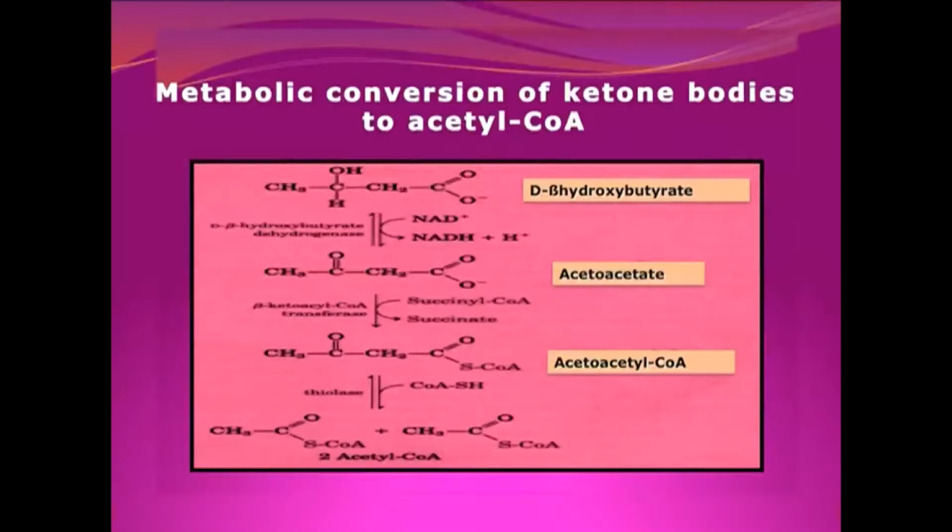thiolase once more. So this pathway shows you how the ketone bodies, which are generated out of improper carbohydrate metabolism, get used up as alternative metabolic fuels in our system. They form acetyl-CoA molecules that enter the TCA cycle to liberate metabolic energy.